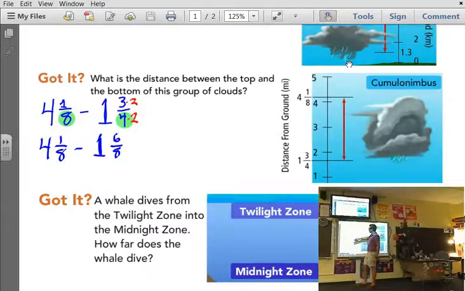It's like taking a pizza and cutting it into more slices. You didn't change how much pizza you had. You just changed how many portions there were. Any questions on what we just did?